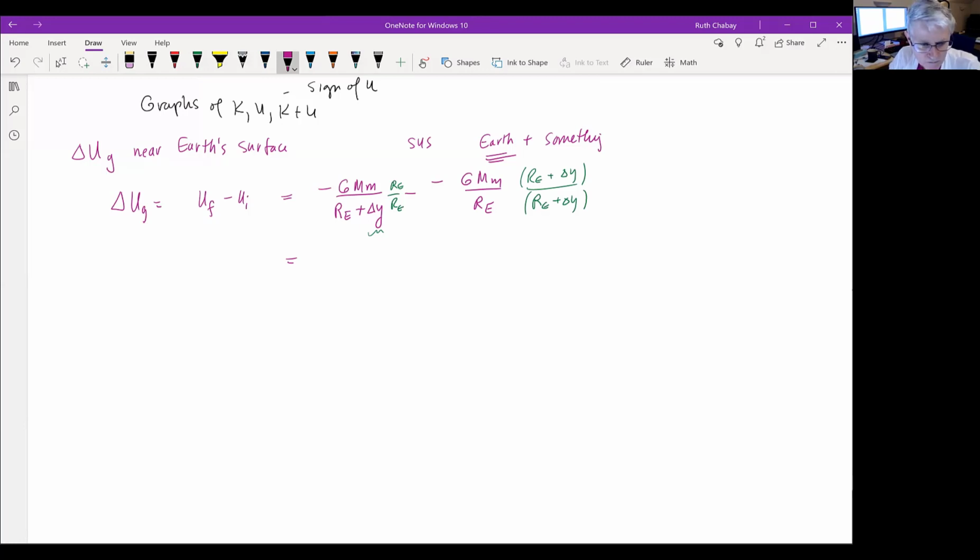is a minus G mass of the Earth, mass of the object, times a negative delta y over the radius of the Earth squared plus the radius of the Earth times delta y. And this term here is going to be a lot smaller than the radius of the Earth squared, so we can neglect that and say that this is approximately equal to, let's see, these minus signs actually cancel, so we have a G M over the radius of the Earth squared times m delta y.